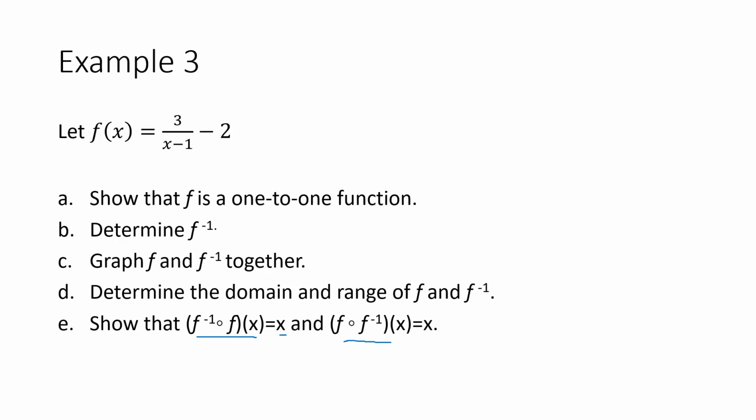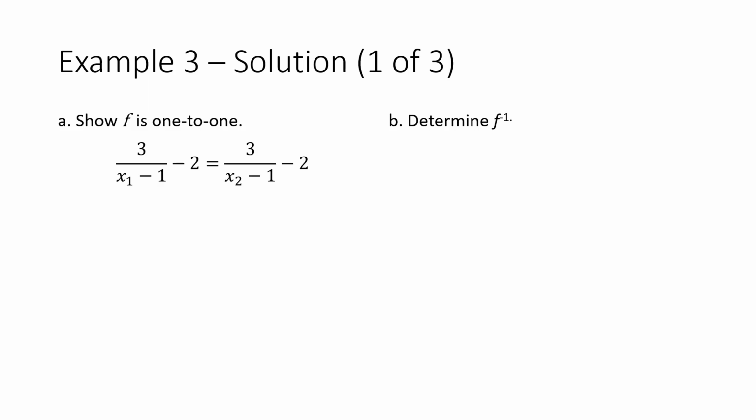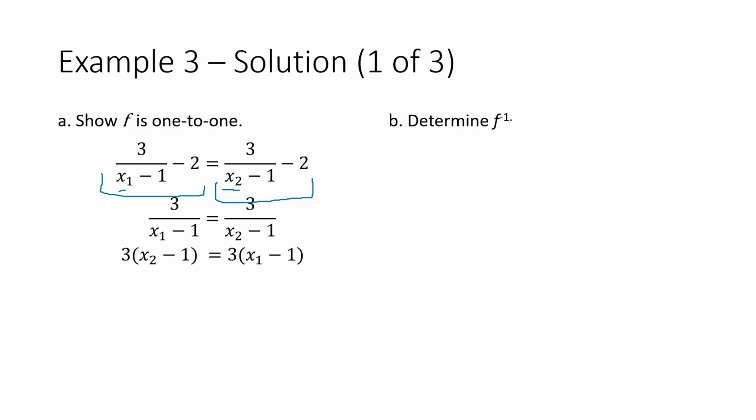First, is it 1 to 1? Let's try that algebraically. We'd choose two different inputs, x1 and x2, and plug those in to set equal those two outputs. And we're going to test to see if we get the same input or not. So add 2 to both sides. You can cross multiply here. You can divide by 3.